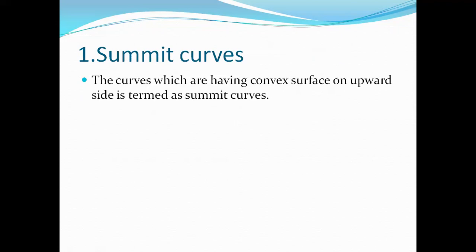There are two types of vertical curves. First is the summit curve and second is the valley curve. Now we are going to discuss the first type, that is the summit curve. Now see what a summit curve is. The curve having a convex surface on the upward side is termed a summit curve. That is, the curve having convexity at the upward side is a summit curve.